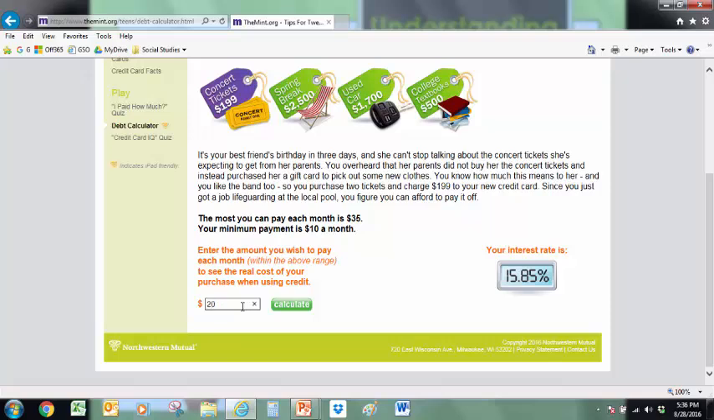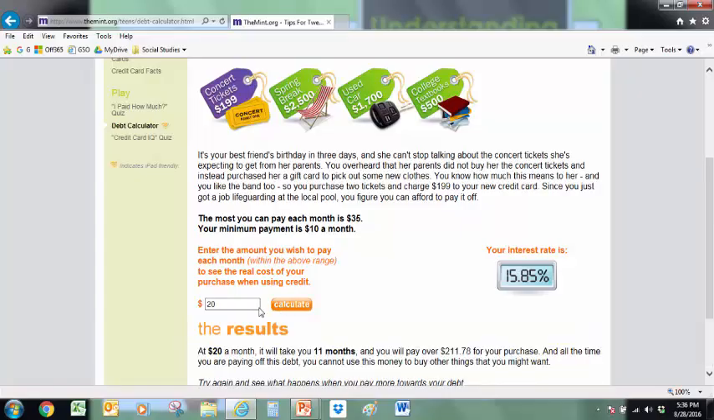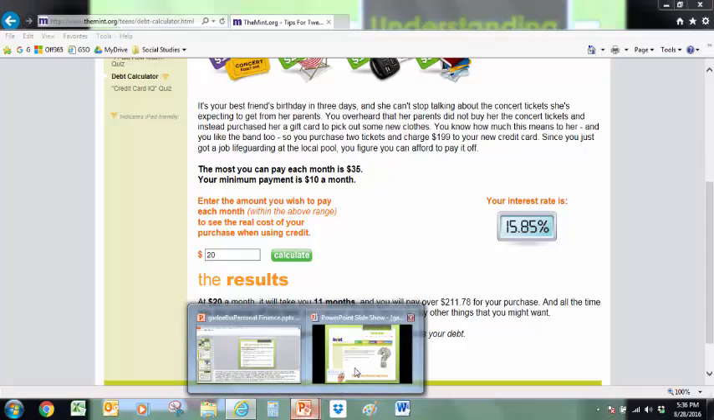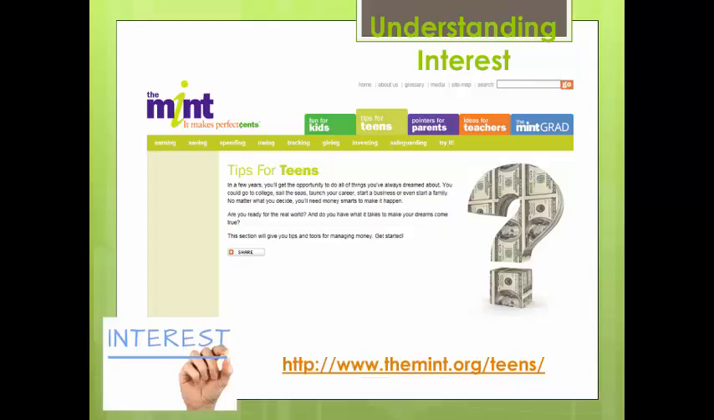around, they could say, okay, well, I'll pay $20 a month for those concert tickets, and it would take me 11 months for that one night of fun at the concert, and I'd pay well over the cost of the tickets also. So them being able to have experience using debt calculators, interest calculators, will give them an opportunity to see the real world applications of that concept.